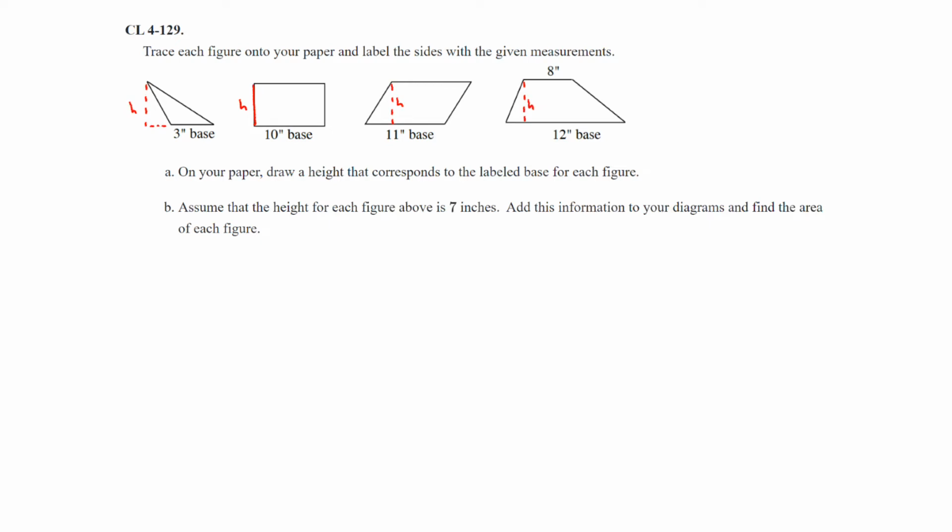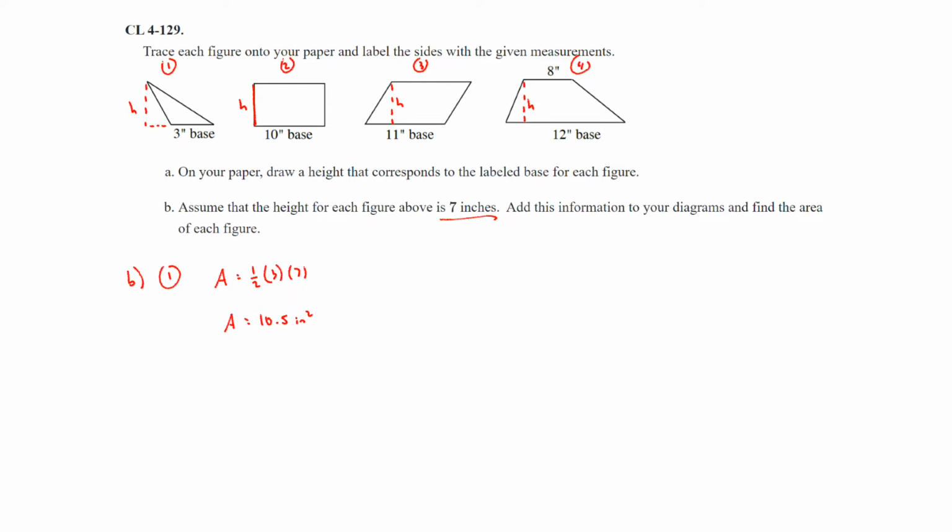So on part B, assuming that the height of each figure is 7 inches, add this information to your diagrams and find the area of each figure. So for part B, I'll just call these figure 1, 2, 3, and 4. For figure 1, the area is equal to 1/2 base times the height, if we're talking about 7 inches as the height. And so our area is going to be 21 times 1/2, or 10.5 inches squared.